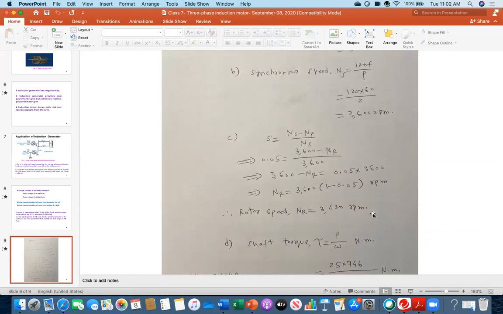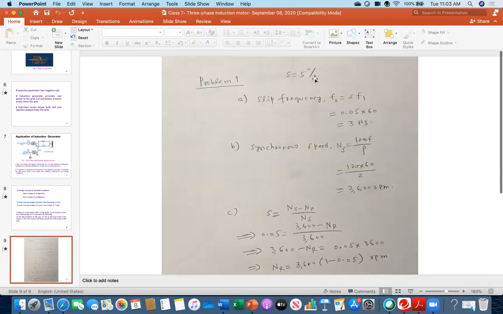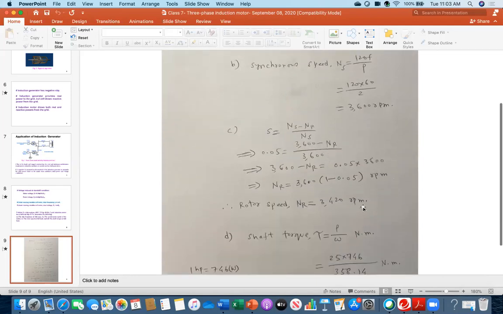Today someone asked me, what should be the difference? You see the difference? Synchronous speed was 3600, but what result did you get? Actual shaft speed, rotary speed, 3420. 180 RPM is the difference, because there is a slip. It depends on the slip. If it is 3%, then one number. If it is 8%, then a different number.